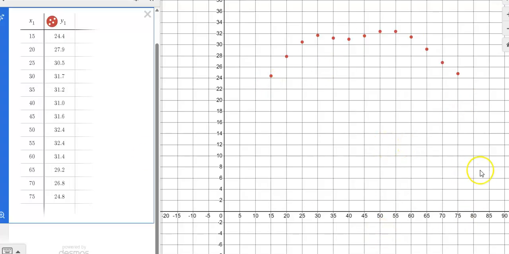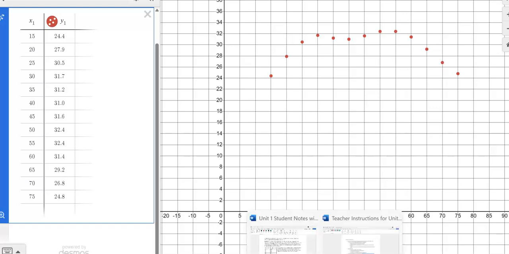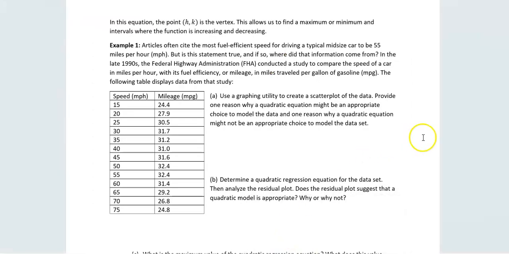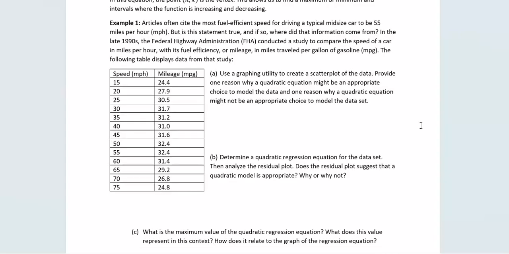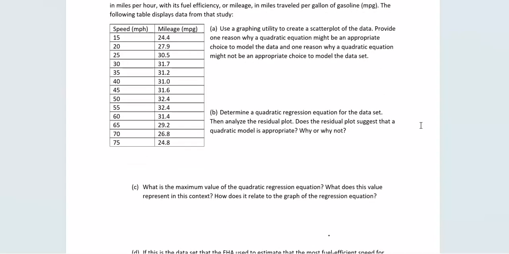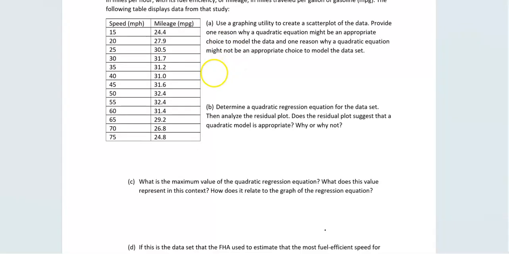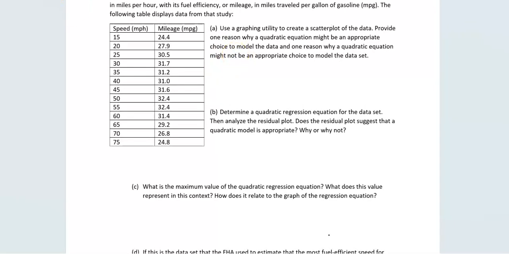So let's practice writing these answers. Provide one reason why a quadratic equation might be an appropriate model and one why it's not. It might be quadratic because the graph goes up and then down. We call that increases and decreases.